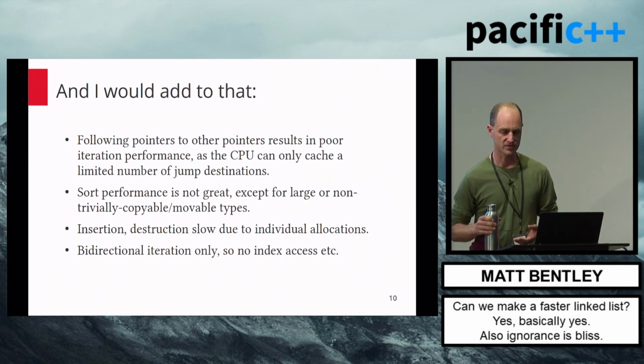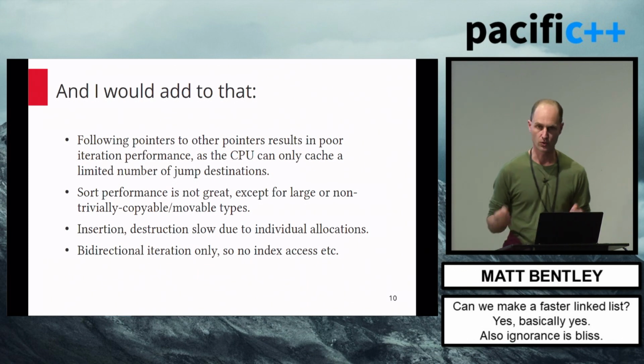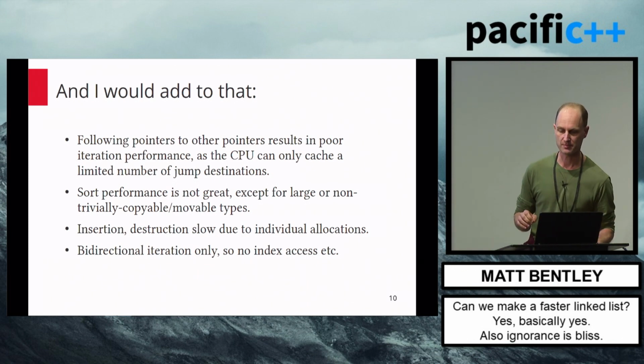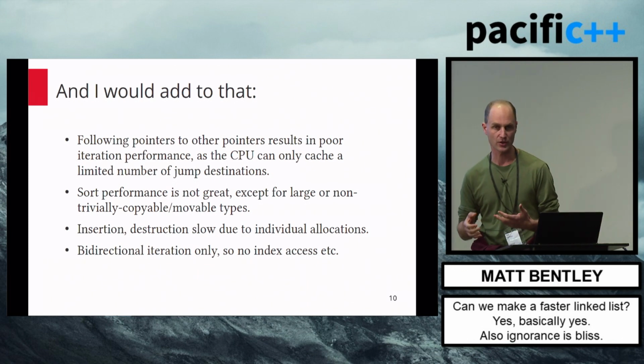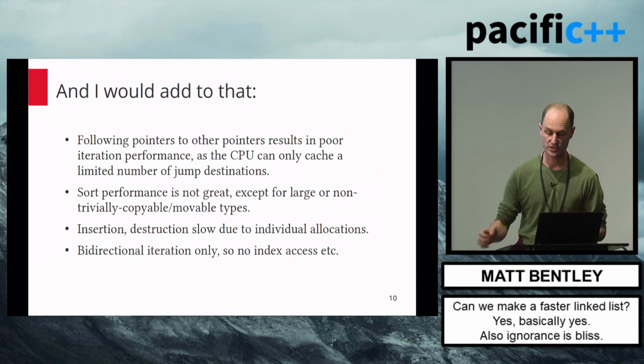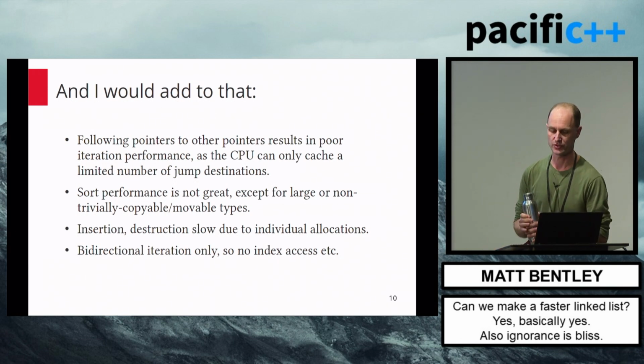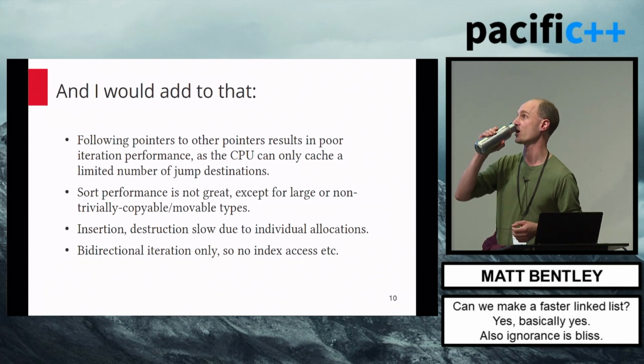The sort performance is not actually that great, except for large or non-trivially copyable or movable types. Insertion and destruction are slow due to the individual allocations, deallocations, and it's bidirectional iteration only, so no indexing.